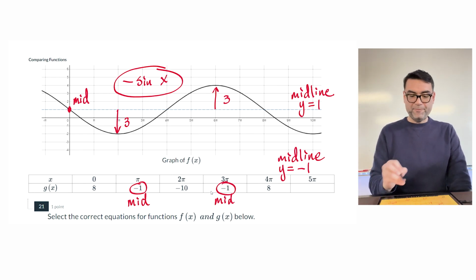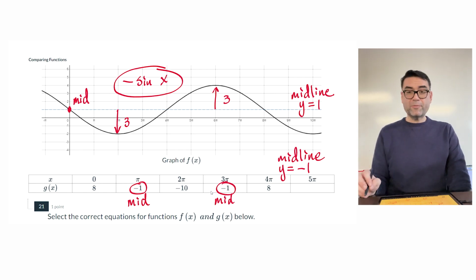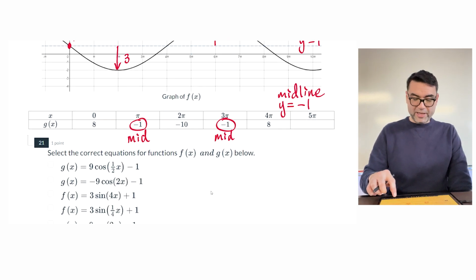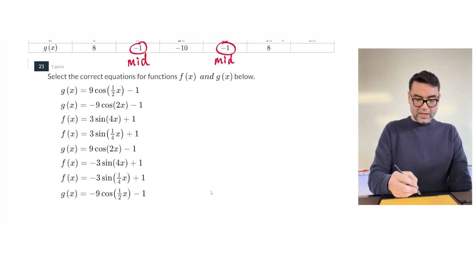So let's put this all together. I need a negative sine function that has an amplitude of 3 and the midline is 1. Now, I can't incorporate the period yet, but let's see if there are any options that could be possible here. It looks like the only two contenders would be these ones.